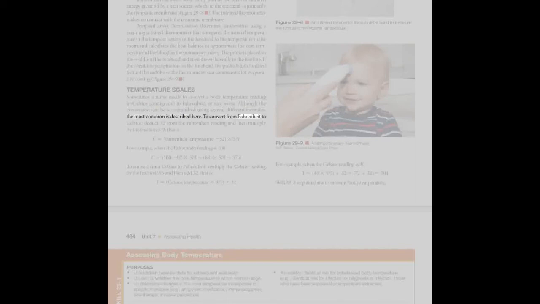To convert from Fahrenheit to Celsius, deduct 32 from the Fahrenheit reading, and then multiply by the fraction 5/9, that is, C equals (Fahrenheit temperature − 32) × 5/9. For example, when the Fahrenheit reading is 100, C equals (100 − 32) × 5/9 equals 68 × 5/9 equals 37.8.